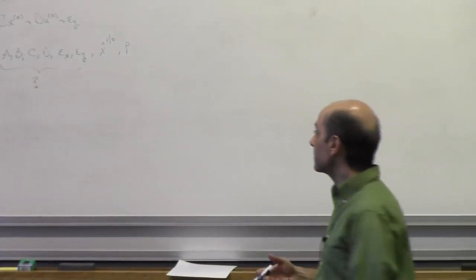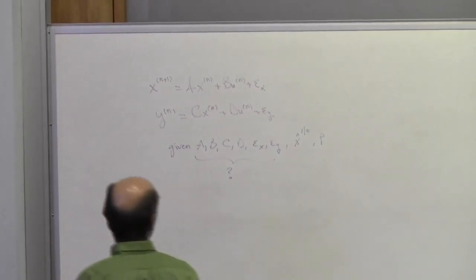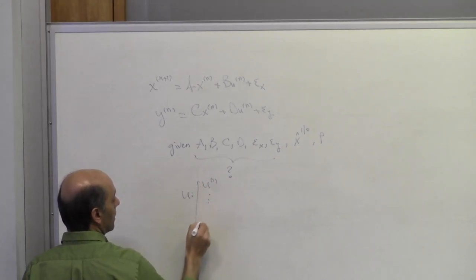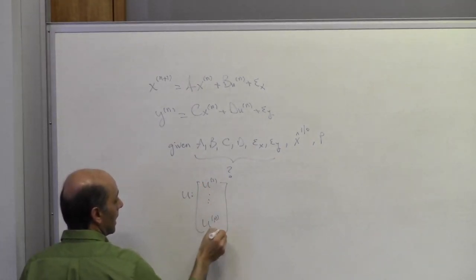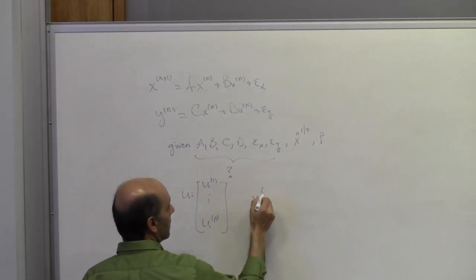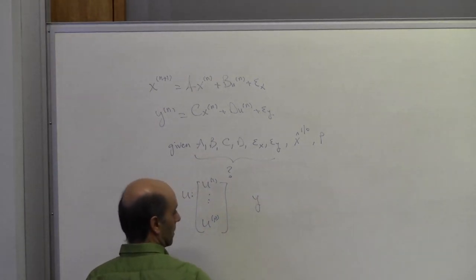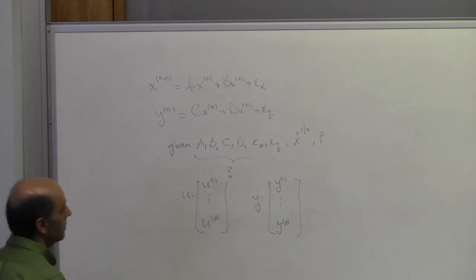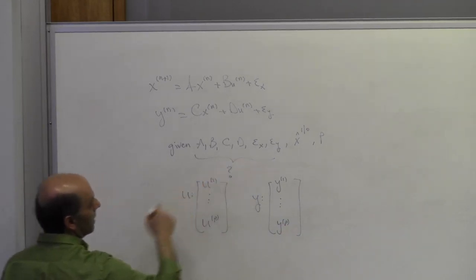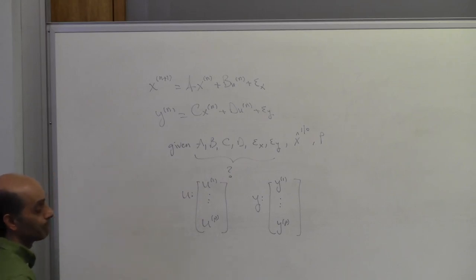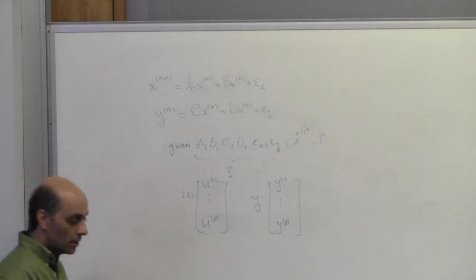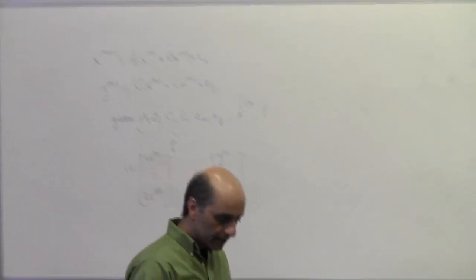And the problem that we face is as follows. We have the following things. We have U, a vector that's gone from U1 to UP. And then we have our observation Y, which has gone from Y1 to YP, and what we want to know is how do we estimate A, B, C, D, and the noises and the initial conditions? That's our problem.